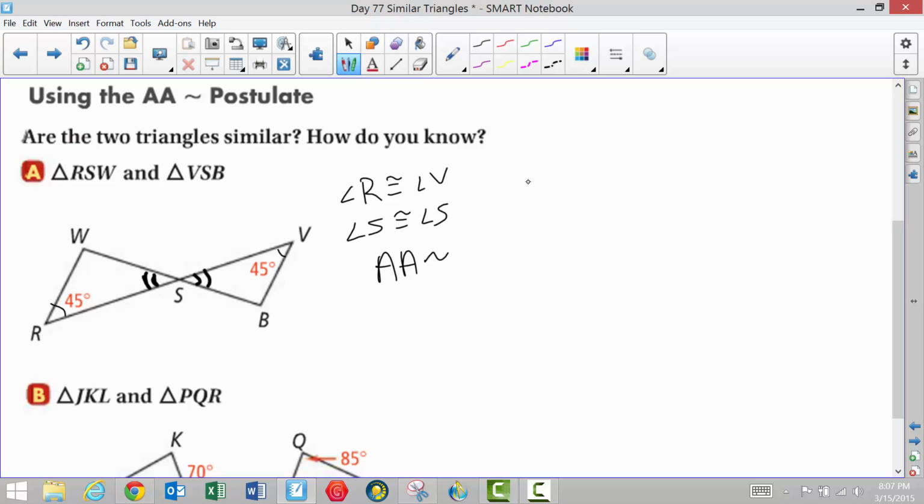Therefore, my similarity statement will be triangle RSW is similar to triangle VSB. Angle R goes with angle V, S goes with S, and then W goes with B. So the two triangles are similar by angle-angle.